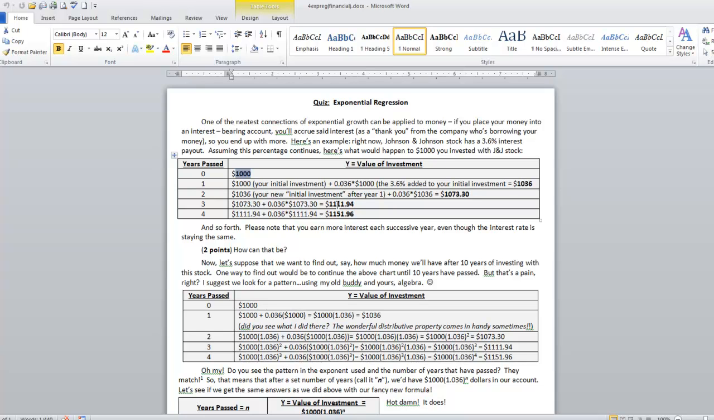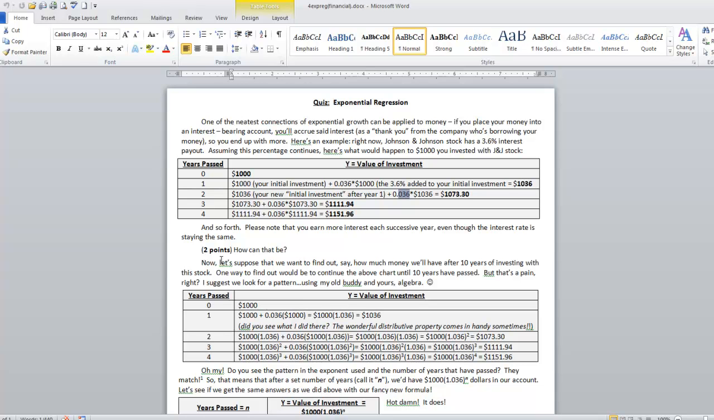It's always a little bit more than $36, and not only is it more than 36, it's more than whatever added amount got added the year before. And that's the first question: how can that be? How can you earn more interest each successive year? Hopefully you see why. What you're taking 3.6% of each year is getting larger. You first take it of 1,036, and then you take it of 1,073, and then you take it of $1,111.94. So since you're taking the same percent of a larger value, the amount you're adding into your principal has to be getting larger. So that's how that can be.